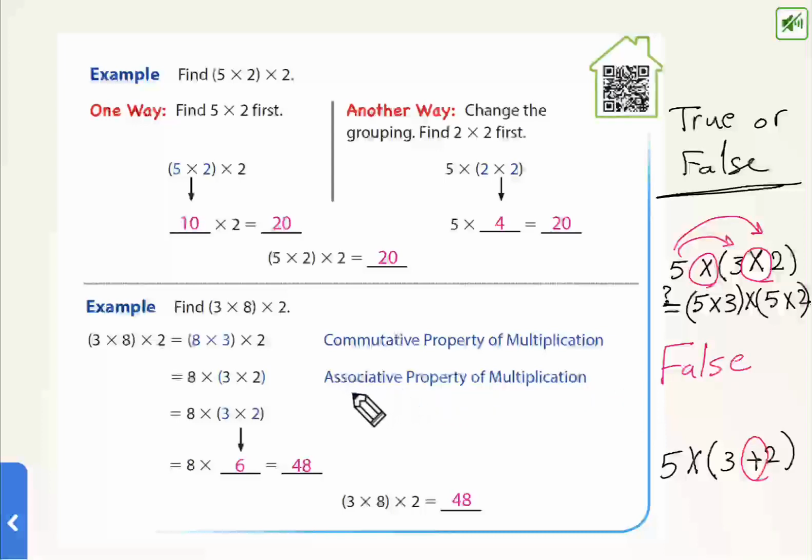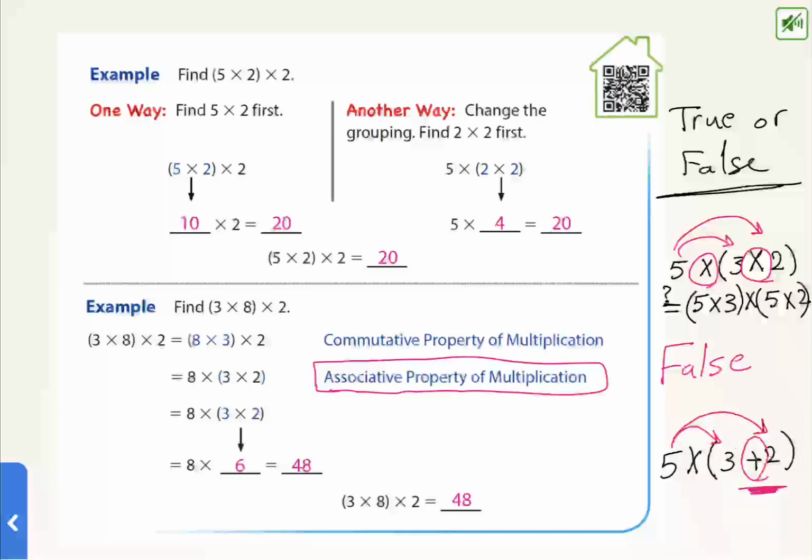Okay, now my heroes, what I want to show you is the difference between associative property of multiplication and distributive property. So you don't mix them together. This is something and this is something else. We cannot use them in the same question. The question which has plus, you use distributive.